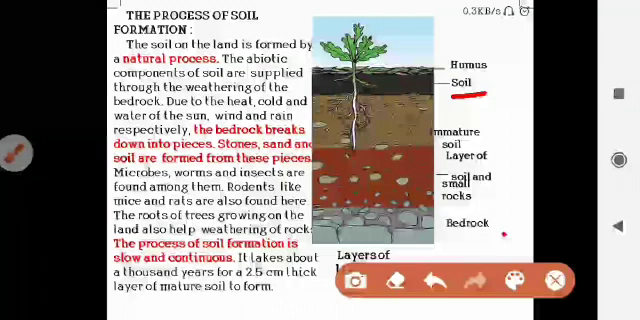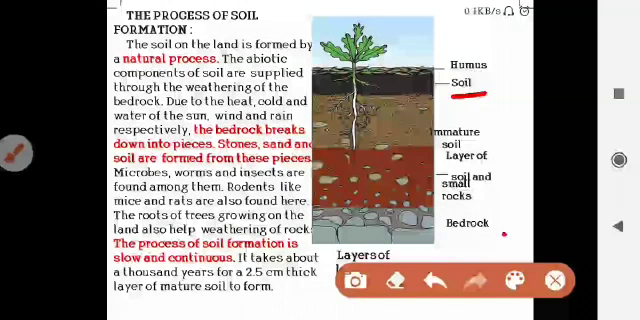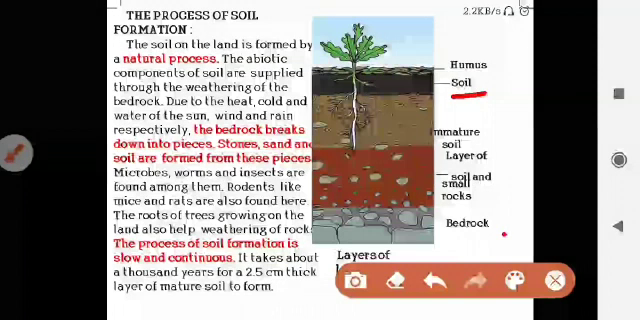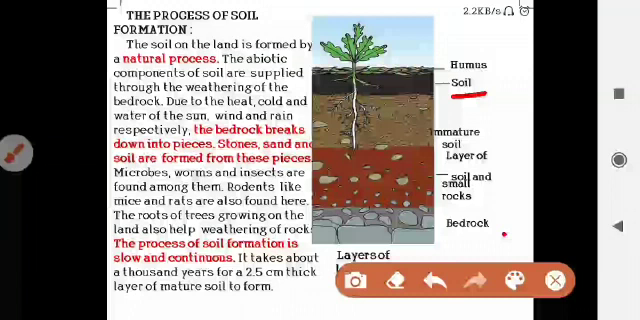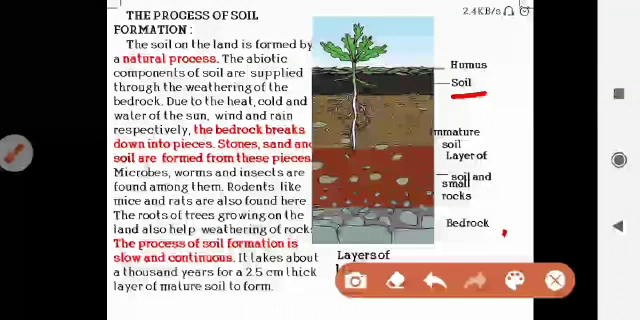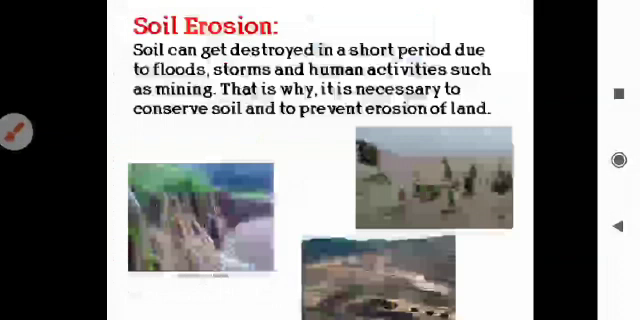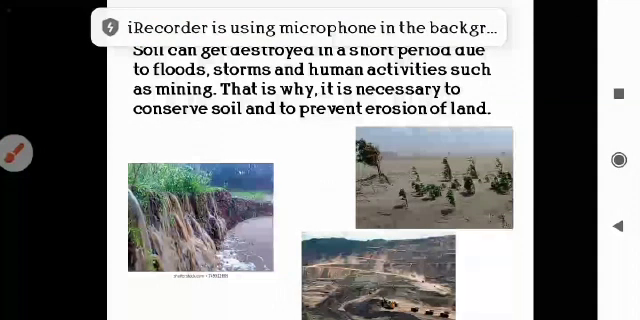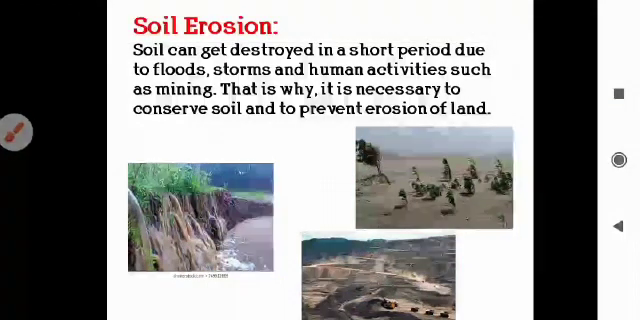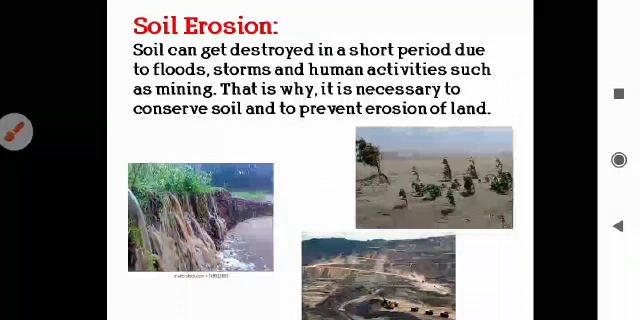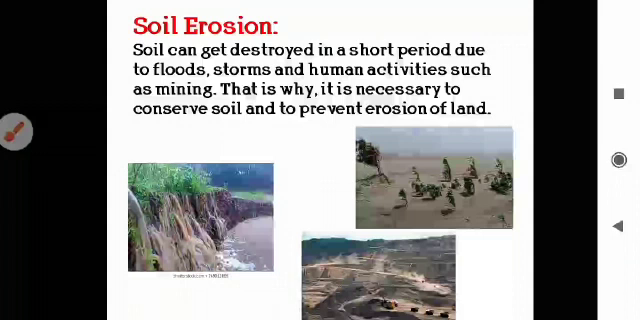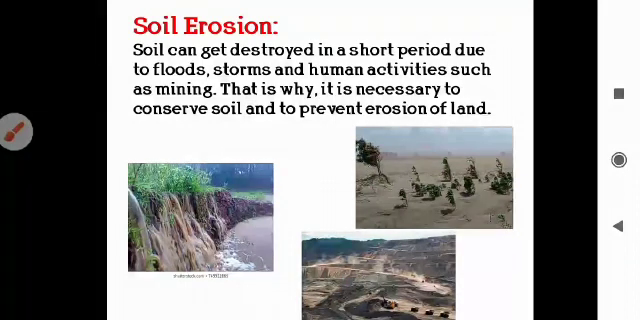So students, do you understand? This soil formation process is long and continuous. It takes thousands of years. Now about soil erosion. Soil can get destroyed in a short period due to flood, storm, and human activities such as mining. That is why it is necessary to conserve soil and to prevent erosion of land.